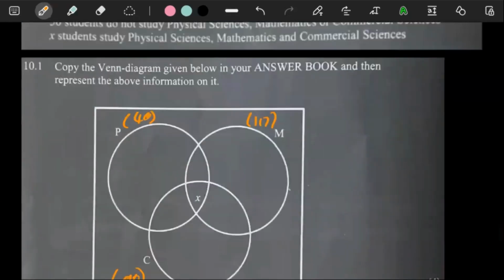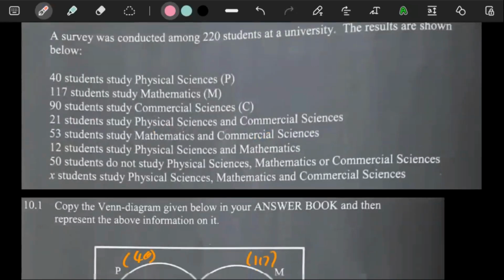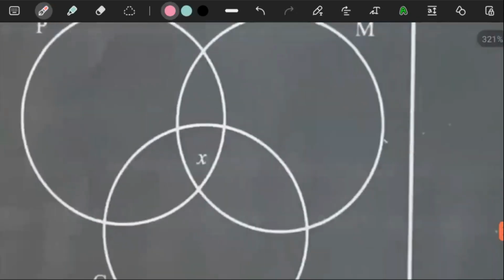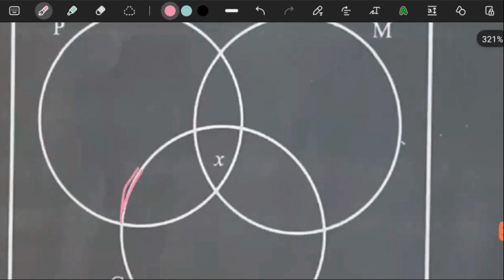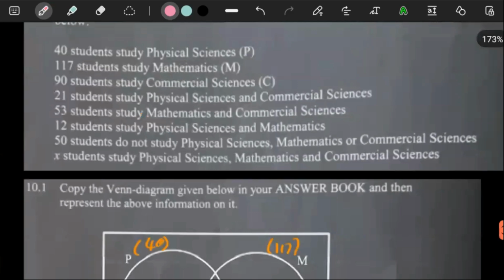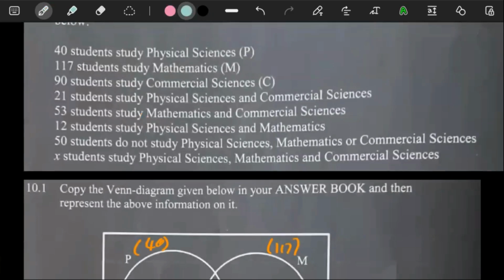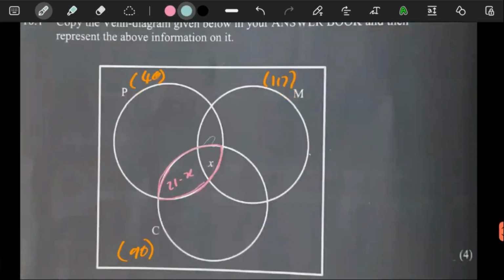What we do know now is when they say 21 students study physics and commercial, it means that here in these two blocks, these two add up to 21. So if this plus this is 21, it means that this is 21 minus x. Because everything is 21, right? So if you remove x, you're going to get what you're going to put there. The next one says 53 do maths and commercial science. So where commercial science and maths meet.